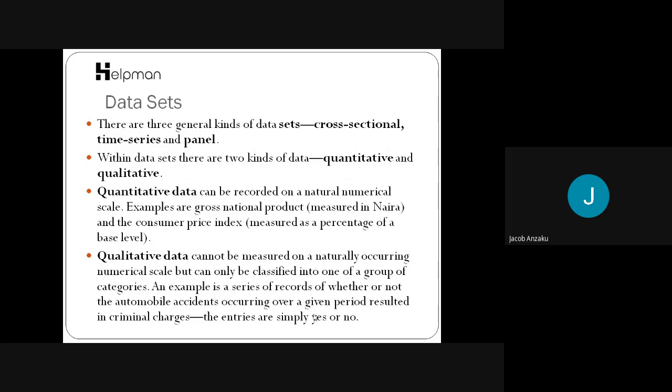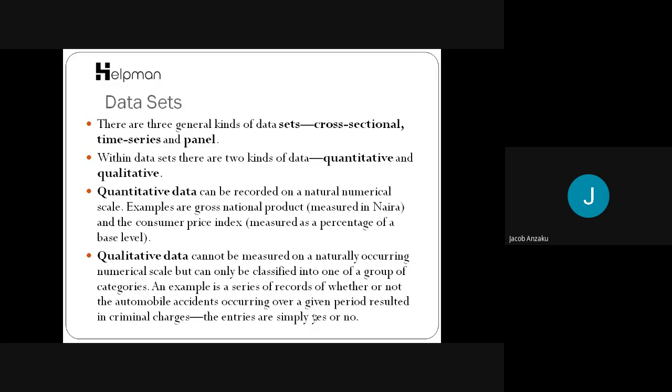Now, a quantitative data is a data that can be recorded on a natural numerical scale, whereas a qualitative data cannot be measured by a numerical value. An example of a quantitative data is, let's say, the gross national product of Nigeria. We can measure that in naira. We can use a numerical scale to measure it, like in billions of naira, and so on and so forth. Also, we can measure the consumer price index, which is measured in percentage.